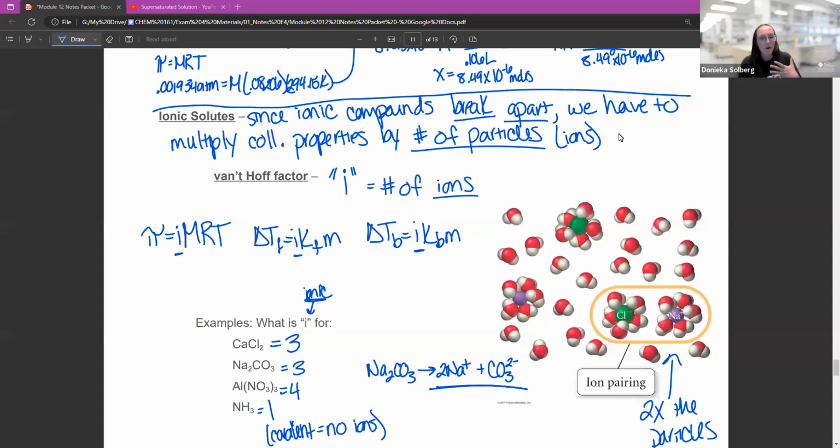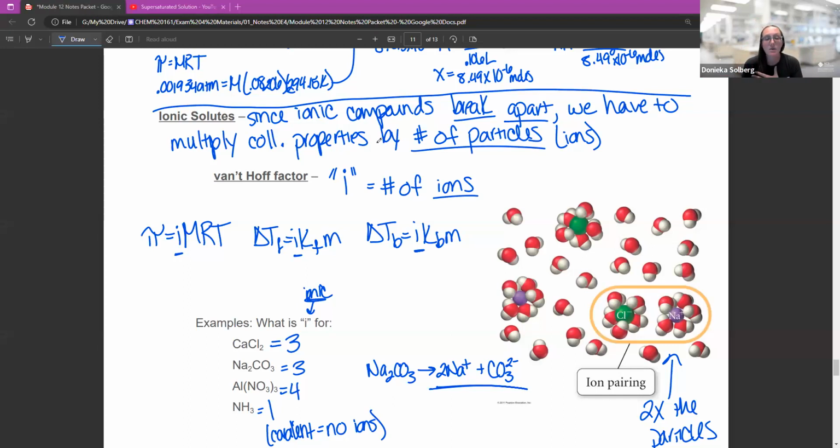Okay, so there's one other part of these colligative properties that we do need to take into account, and that is for specifically ionic solutes. So when we dissolve ionic things, they break apart into their ions. So what you have to do is actually multiply those colligative property equations, or those concentrations, by the number of particles or ions you have. And that is called the Van Hoff factor. It's noted as a lowercase i. You'll see it on the equation sheet.